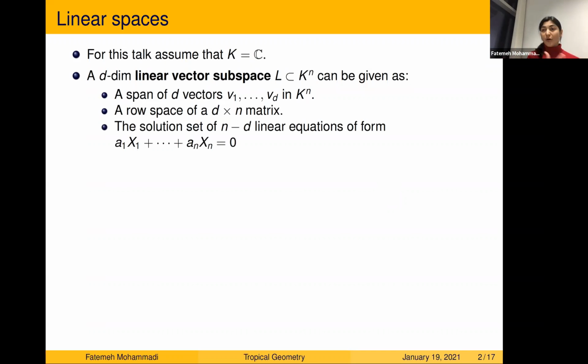A second way to see this linear vector space is by taking a bunch of linear equations and defining it as the solution space of these linear equations. So if I have a d-dimensional space in K^n, I would need n minus d linear equations to minimally generate the solution space.